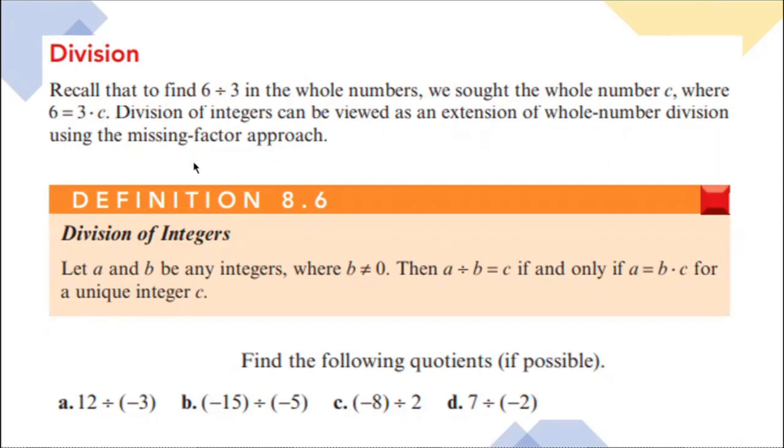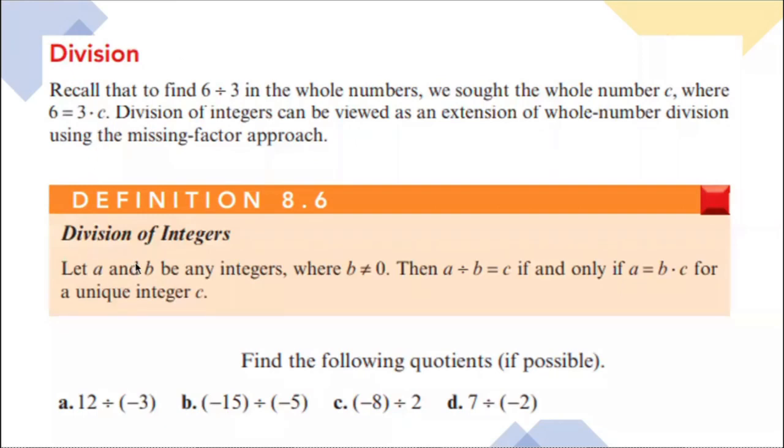Division of integers can be viewed as the extension of whole number division using the missing factor approach. Meaning to say, if we look for the value of C, then multiply it to 3, it is equal to 6. In fact, the quotient of 6 divided by 3 is also C.